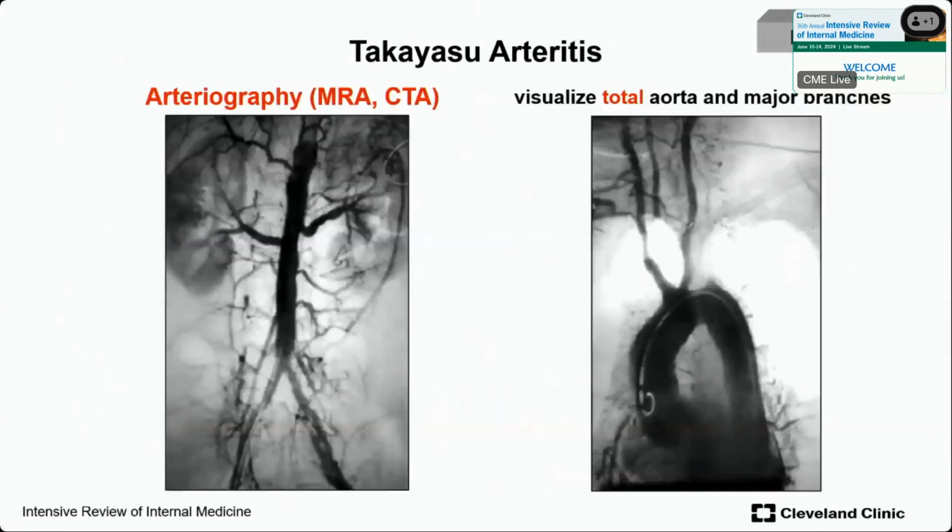Now, Takayasu arteritis is really diagnosed by vascular findings on arteriography. This is most commonly performed nowadays by computed tomography or magnetic resonance imaging, in which it is important to visualize the total aorta and major branches, both for diagnosis and also in following the patient and having an accurate baseline.